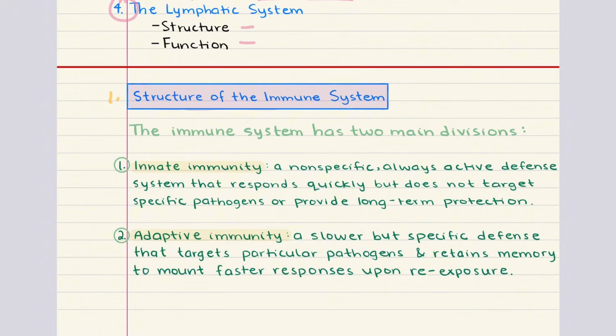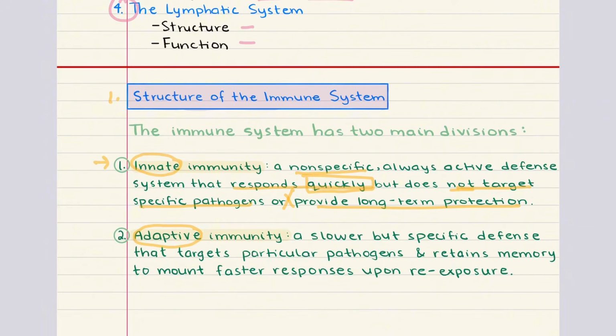immune system. The immune system, again, has two main divisions: innate immunity and adaptive immunity. Innate immunity is also called non-specific immunity because it responds to a broad range of pathogens rather than targeting any one specifically. It's always active and it acts quickly to provide an immediate defense when pathogens are encountered. However, it does not generate long-term protection or memory against a pathogen.